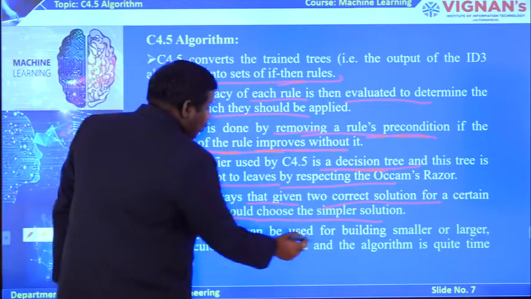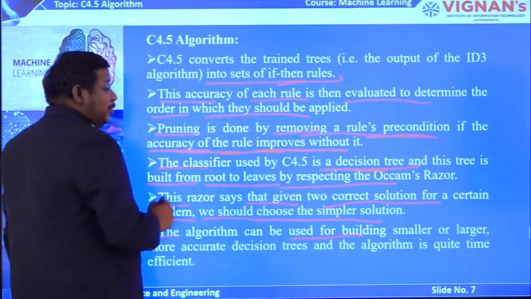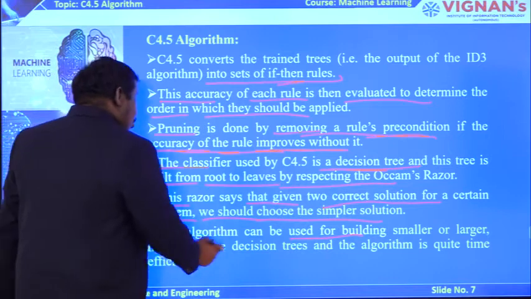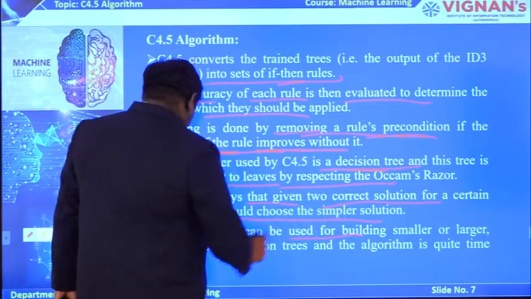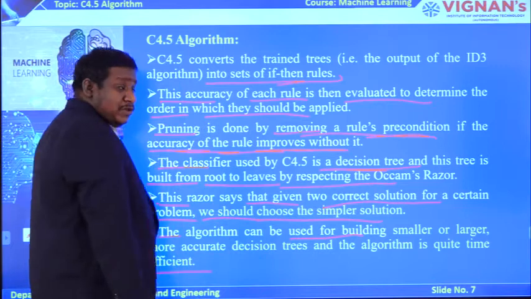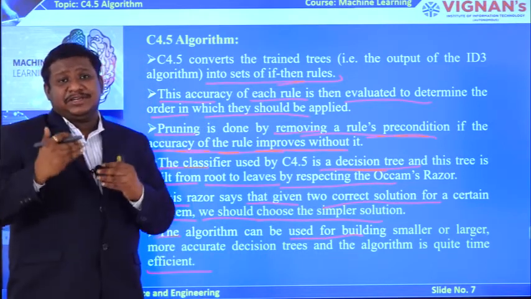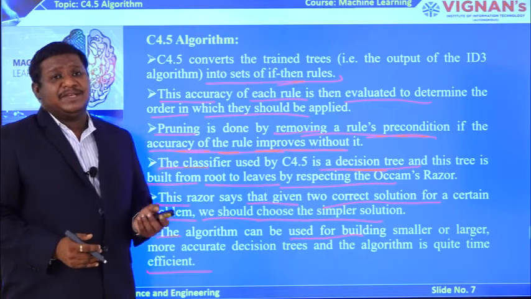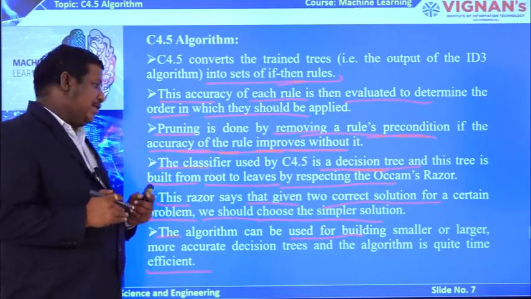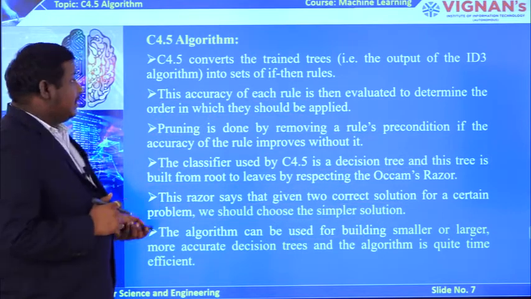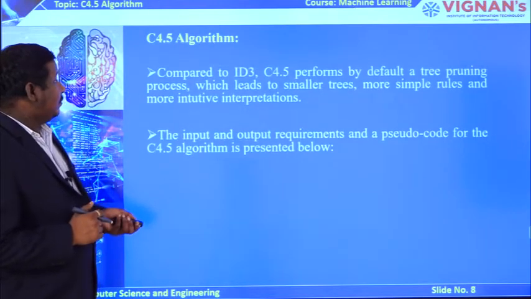This algorithm can be used for smaller or larger, more accurate decision trees, and it is quite time efficient. So, this algorithm is mainly used for both smaller or bigger decision trees, and moreover it is quite a time efficient algorithm. That is the thing about this C4.5.